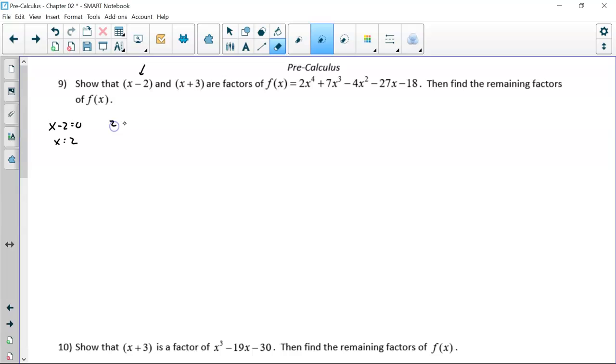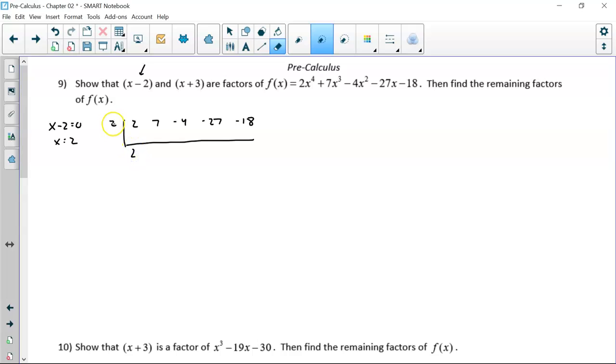So on the outside, we put our 2. And on the inside, our coefficients 2, 7, negative 4, negative 27, and negative 18. Nothing was missing. I didn't need any placeholders. So now we do our synthetic division.